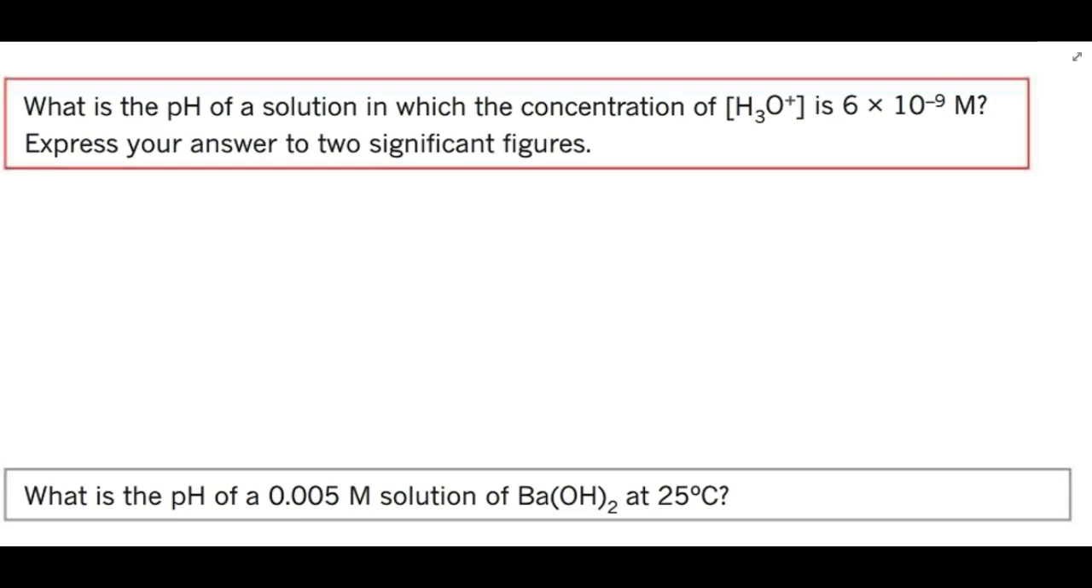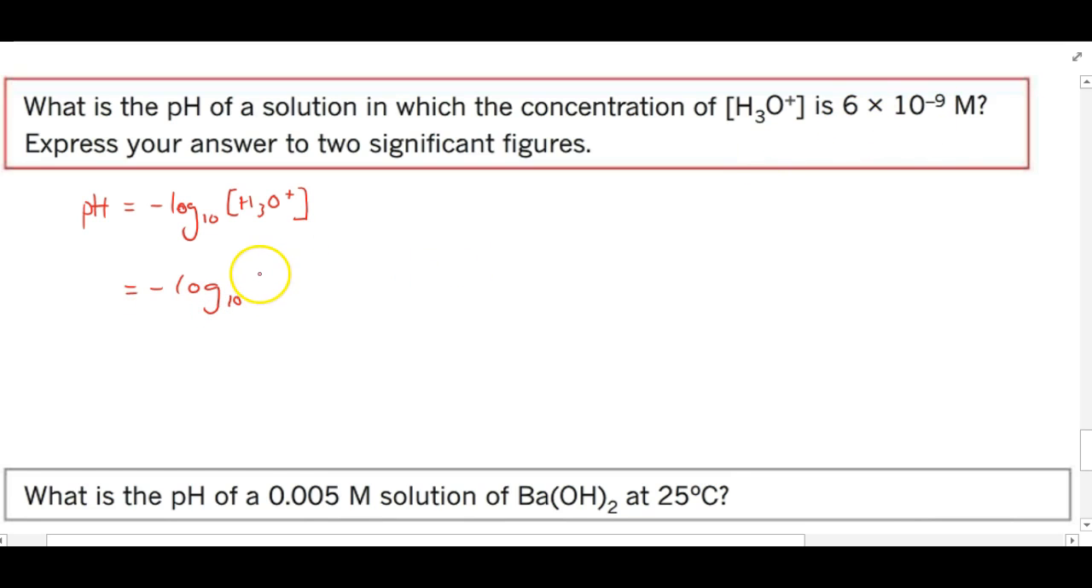Alright, so let's try this one. Okay, off you go. First one to the answer. Okay, so once again, minus log 10 of the concentration of H3O+. Even though we know this is going to be a base, probably, you still use H3O+. So that's going to be minus log 10 of that number there, 6 times 10 to the minus 9, which comes out as 8.2 to 2 sig figs. Yeah, very good. Alright, nice.